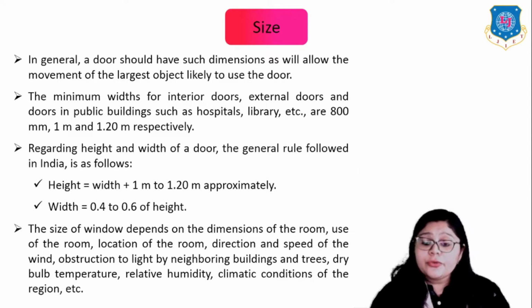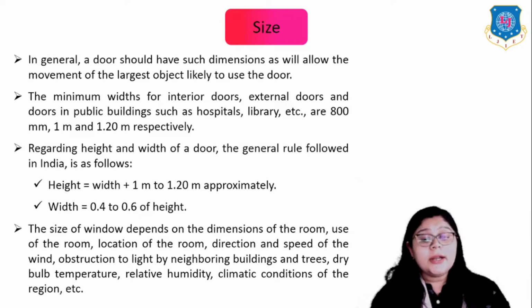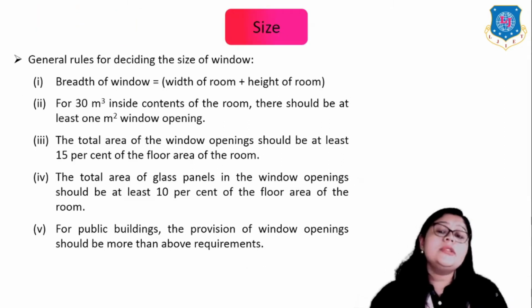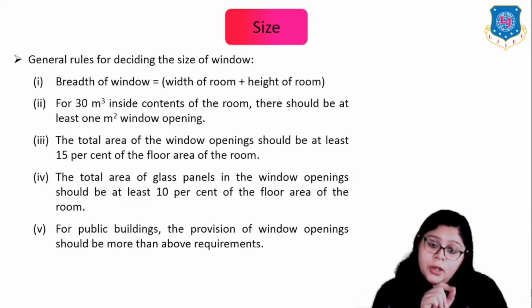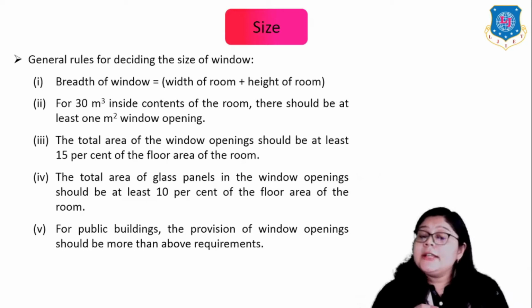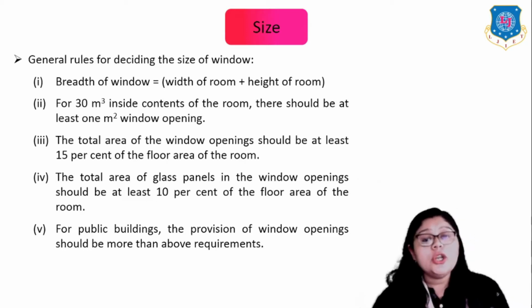The size of a window generally depends on the dimension of the room, use of the room, location of the room, direction and speed of the wind, obstruction to light by neighboring buildings and trees, dry bulb temperature, relative humidity, and climate conditions of that particular region, right? A few rules are there again for windows, where the breadth of the window is equal to the width of the room plus the height of the room.